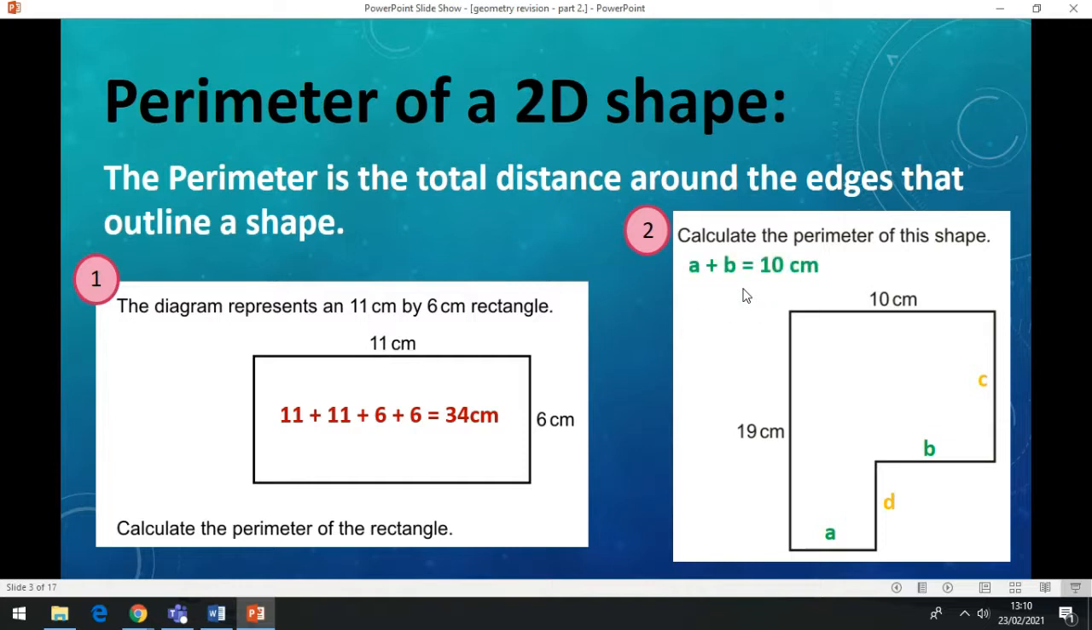So A plus B would be 10 centimetres, C plus D would be 19 centimetres, and then we can add up all four sides to get our answer, 58 centimetres. So although we don't know the individual sides, we knew that that one and that one would equal that one. Okay, 58 centimetres, well done if you got that right.